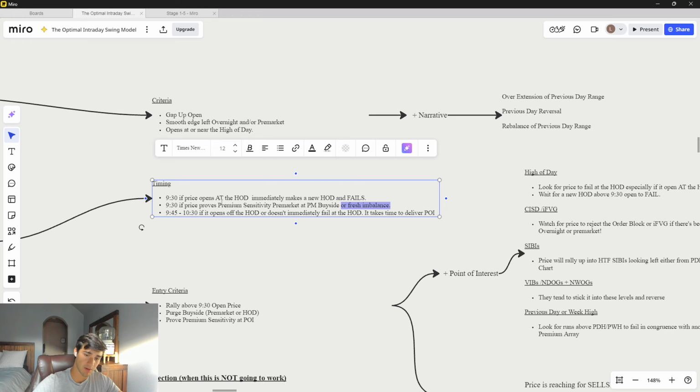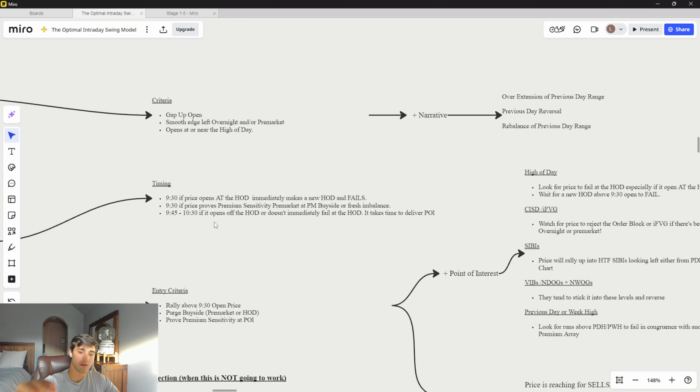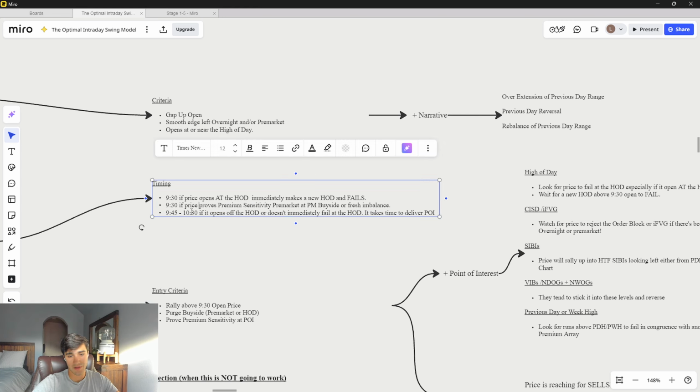So do the work of timing your playbook and then understanding, okay, this is what the market did at that particular time for it to be confirmed at that time. Now you know, into the future, if it does X, Y, and Z, it's probably going to come at this time. If it doesn't do that, then it's probably going to come at this time. I know it's going to come between 9:45 and 10:30 if it opens off the high of day or doesn't immediately fail at the high of day and it takes time to deliver the point of interest. Now I have a time filter for when I can anticipate this move to happen, based on how it trades after 9:30 and how it confirms the setup to me.